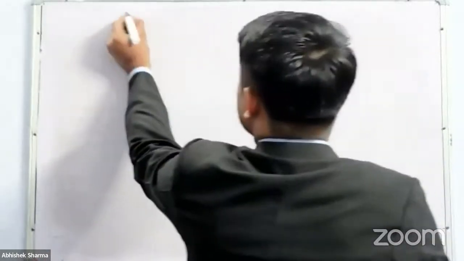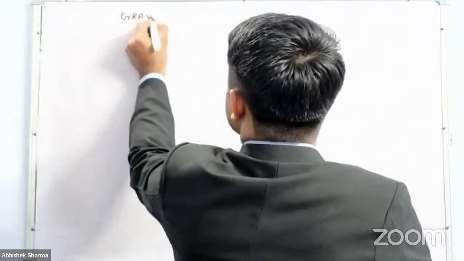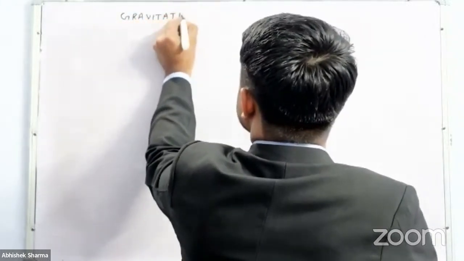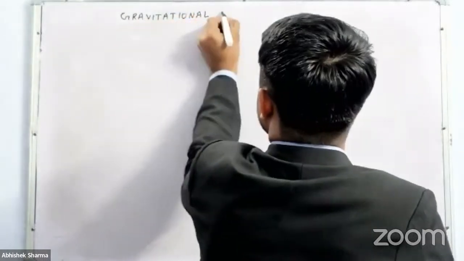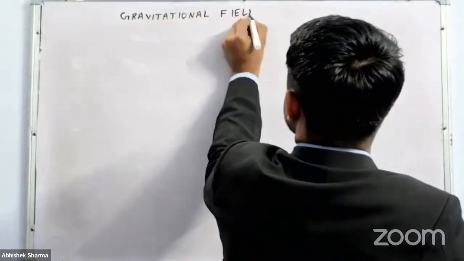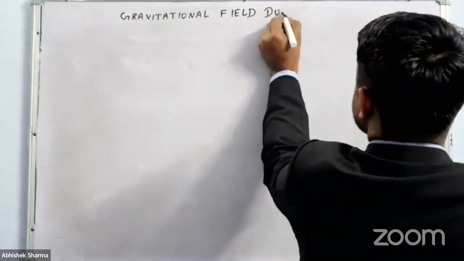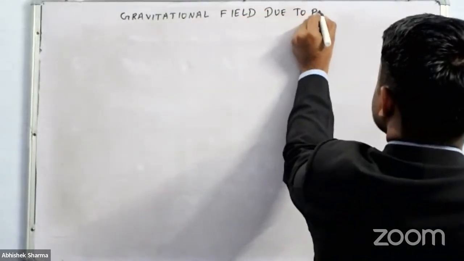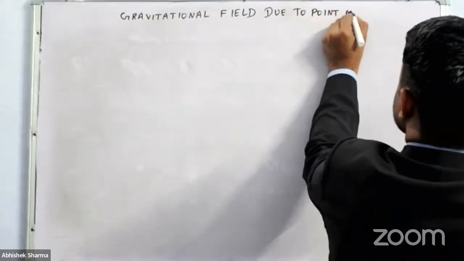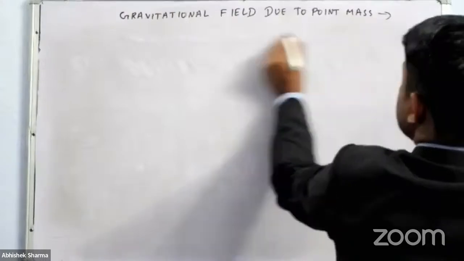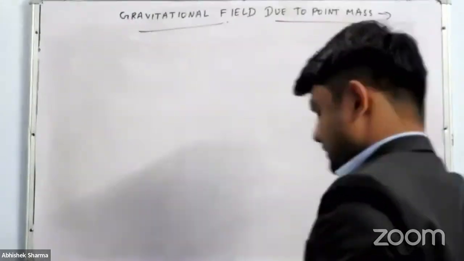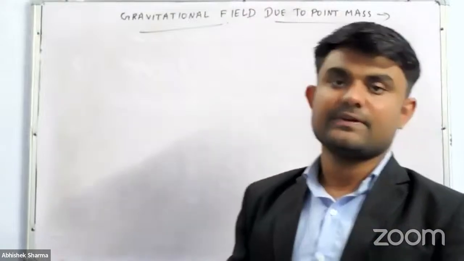So in the previous session, we studied what gravitational field intensity is. Now we'll be starting with gravitational field due to a point mass.